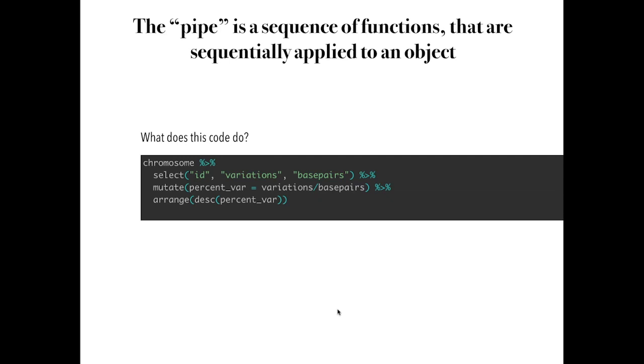Here's a data set. So we take a data set, right? It's called chromosome. And then, what does select do? Selects columns, exactly. So we're going to select ID, which is our chromosome ID, variations, and base pairs. And then mutate. It's going to add a new column called %_var. What do you think that is?